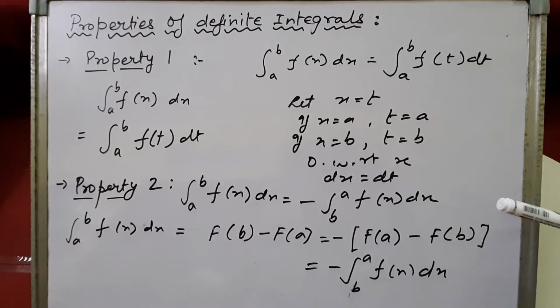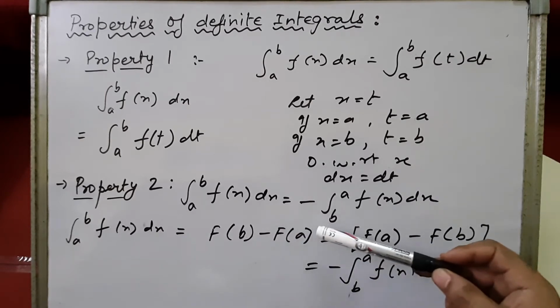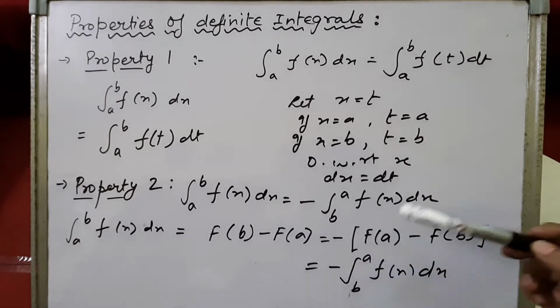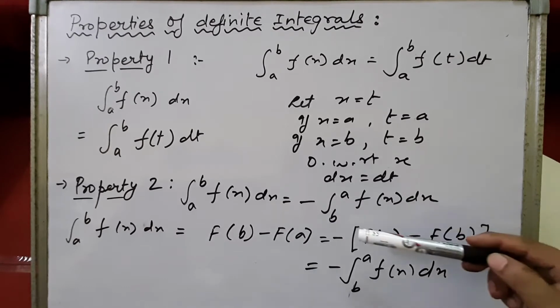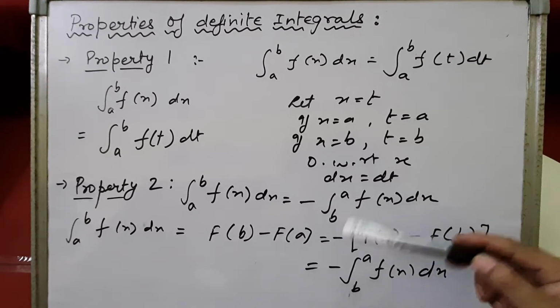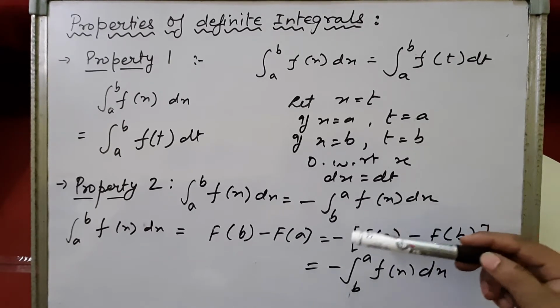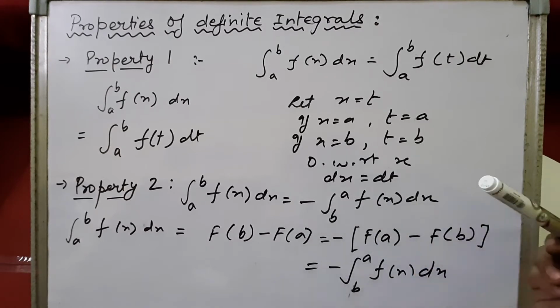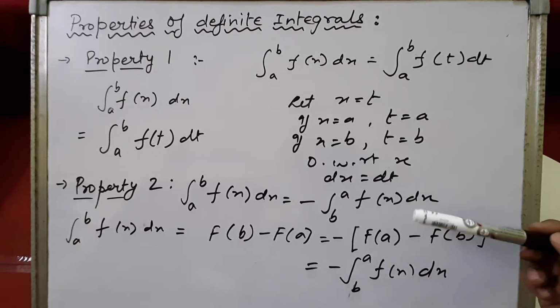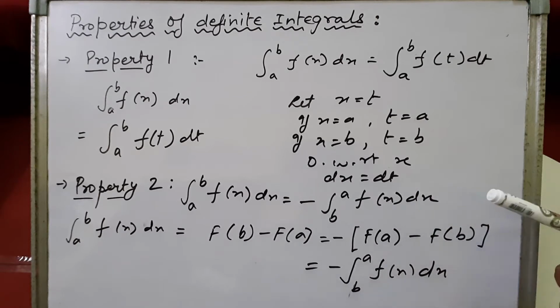Let's see another property. Second property: the integration of a to b f(x) dx equals minus the integration of b to a f(x) dx. That means if we interchange the lower limit and upper limit, the integral will become negative. It will be minus times b to a f(x) dx.